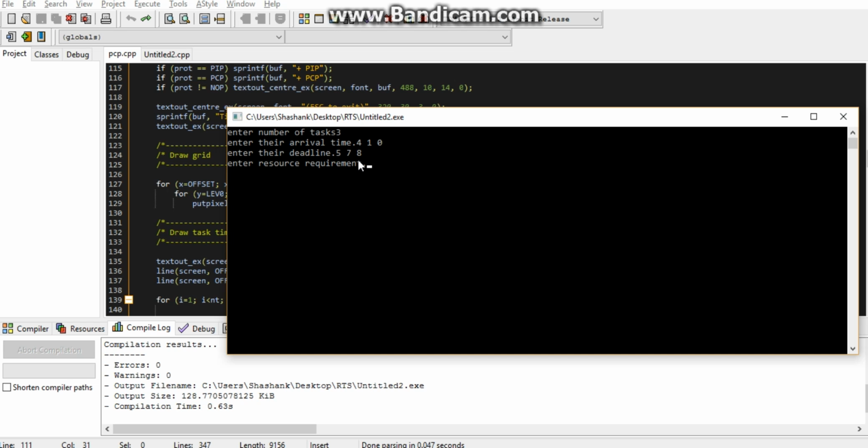Now we have to enter the resource requirements of the 3 tasks. For task 1, the resources required are A and B. For task 2, it's only C. And for task 3, it's C and B.